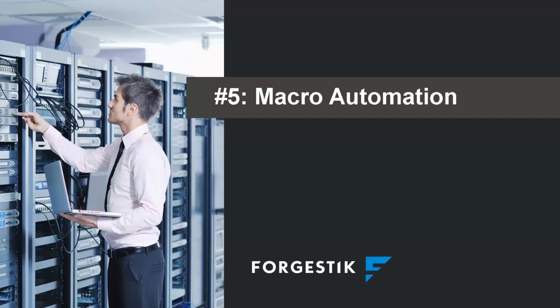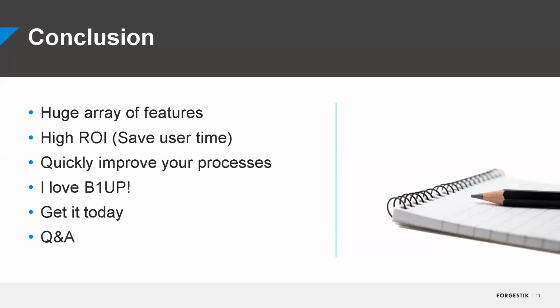Number 5, macro automation. Automate repetitive tasks. Add convenient and highly usable features and functions very quickly for your users. It saves time. It's a huge array of features, and I touched on just a tiny little fraction. These are the ones I would say I use. If I'm going to implement B1UP, these are the ones I do first. And there's a ton more stuff I'm not going to talk about today.